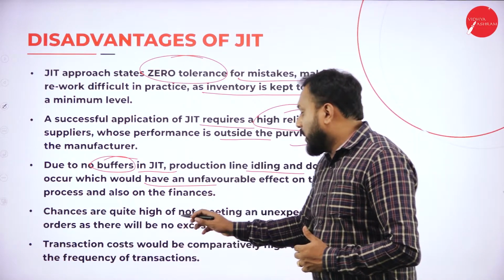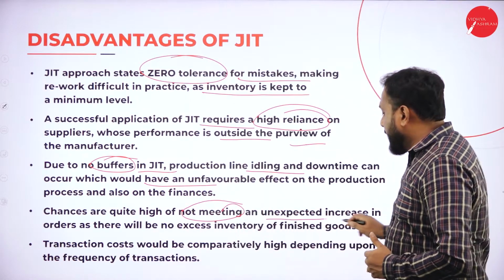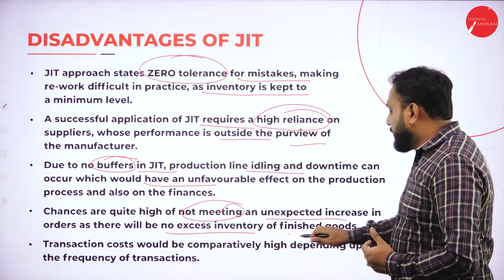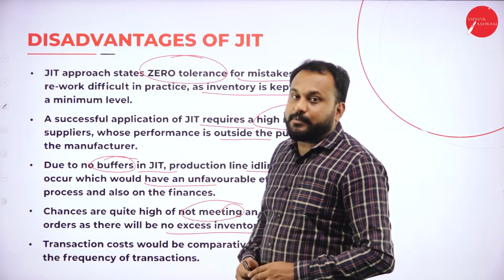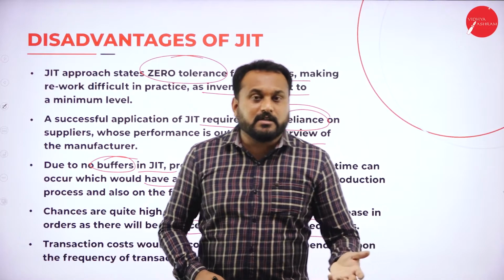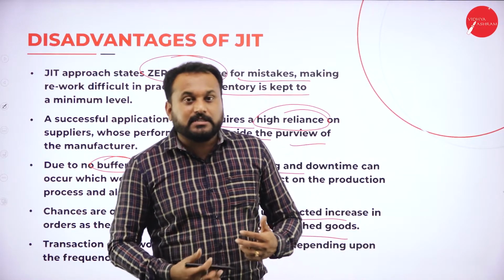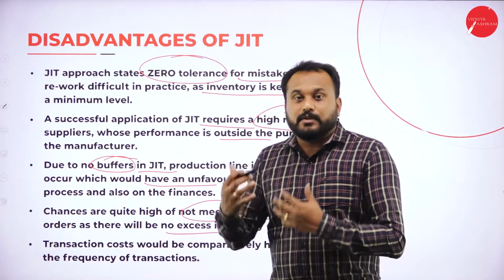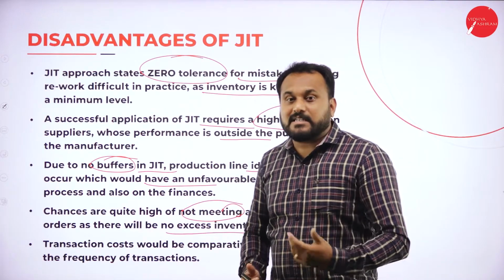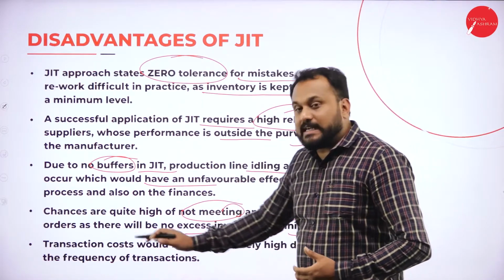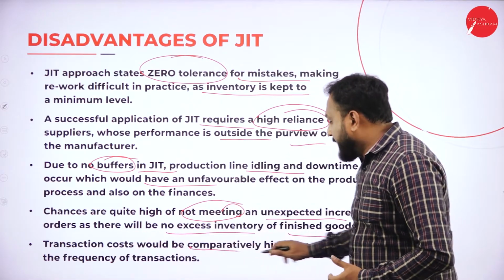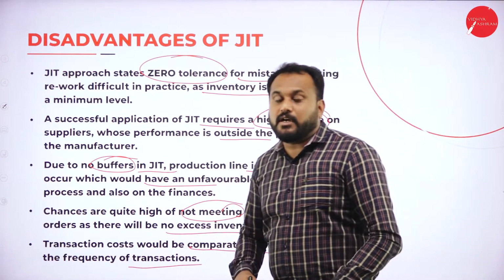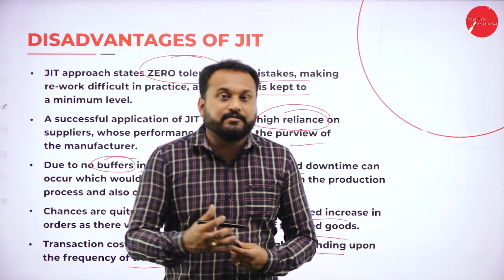Chances are quite high of not meeting an unexpected increase in orders, as there will be no excess inventory of finished goods. Today I went with 20,000 orders, and tomorrow if I get 2 lakh orders, I can't manage with JIT because of uncertainty, unexpected things, or an increase of production and sales. JIT will not take it because they are not ready to accept the flexibility here. And lastly, transaction costs would be comparatively high depending upon the frequency of transactions. So there are very big disadvantages of JIT.